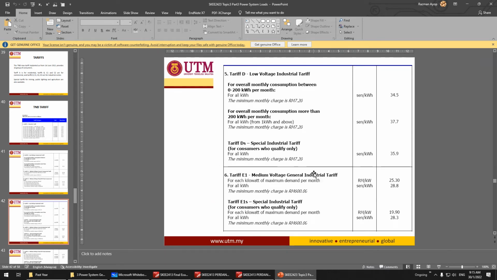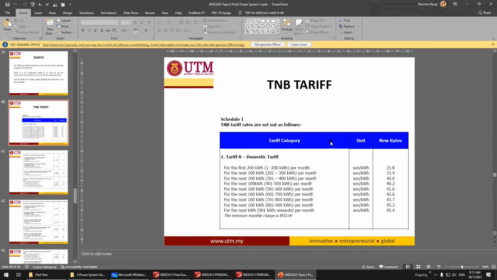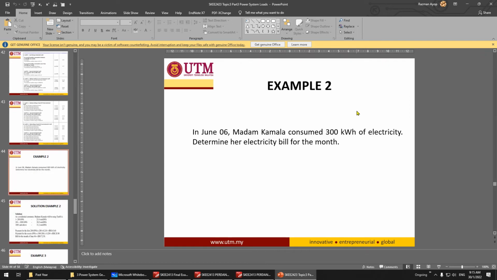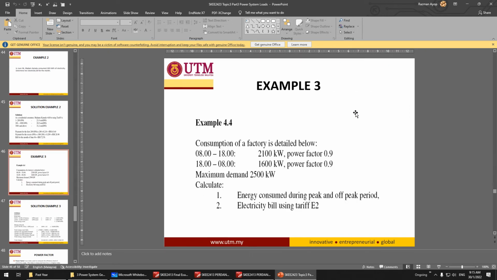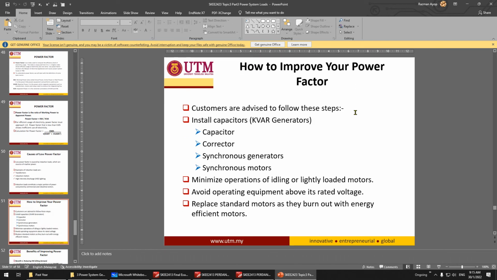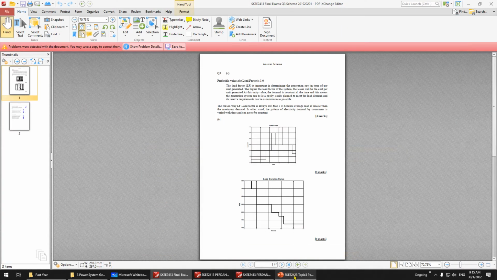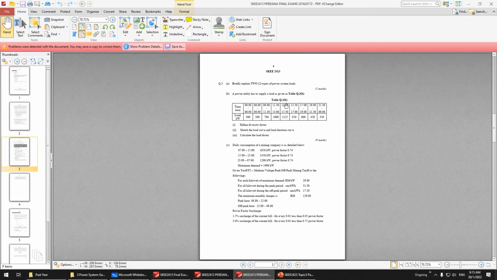There are some times, right? For which time it is, which tariff and everything. Make sure you know how to calculate this. And the surcharge, this one is the power factor surcharge. Make sure you know how to do it. This is another example.